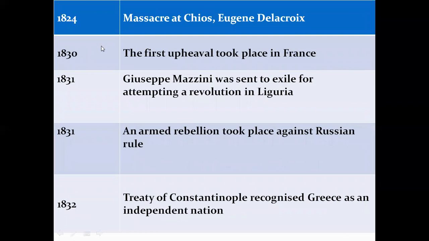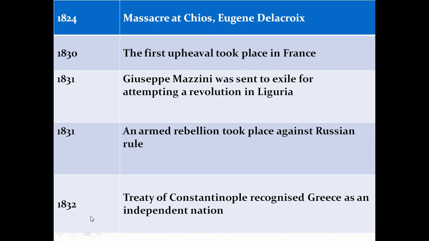1824, massacres at Chios, Eugène Delacroix. In 1830, the first wave of revolt took place in France. July Revolution. 1831, Giuseppe Mazzini was sent into exile for attempting a revolution in Liguria. Same year, 1831, an armed rebellion took place against Russian rule in Poland.